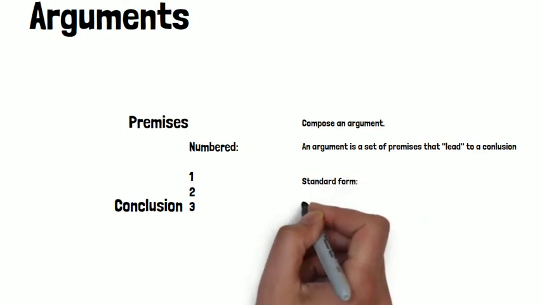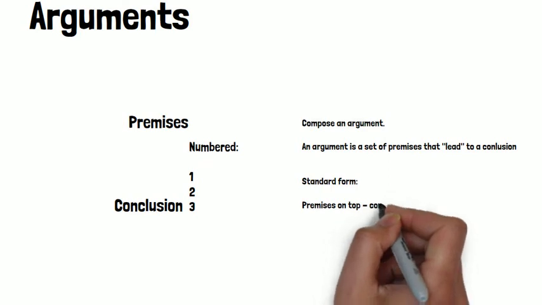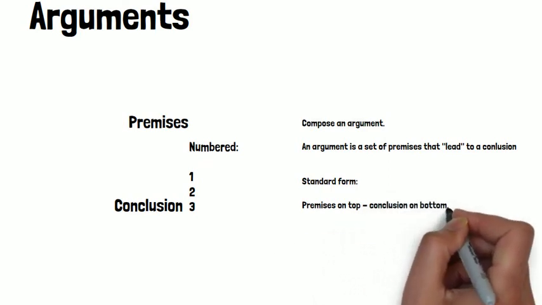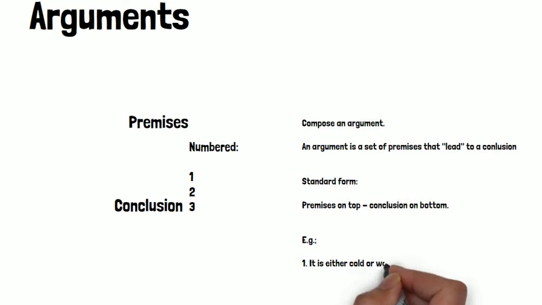When you put these arguments together in a class, you want to put the premises on the top and the conclusion on the bottom, and this is called standard form. So an example of this would be something like: 1, it's either cold or it's warm. Premise 2, it is not cold. And the conclusion would be, therefore, it is warm.